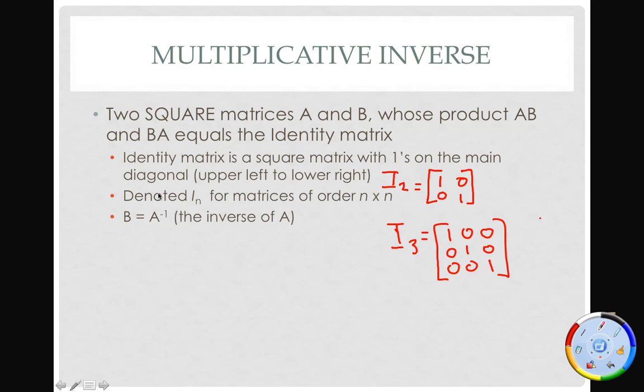And this -1, again, does not mean the reciprocal. This does not mean 1 over A. It means the inverse of A, and we're actually going to use that button on our calculator later. But what you do need to notice, and you'll find out, not all square matrices have inverses. Some of them just don't.